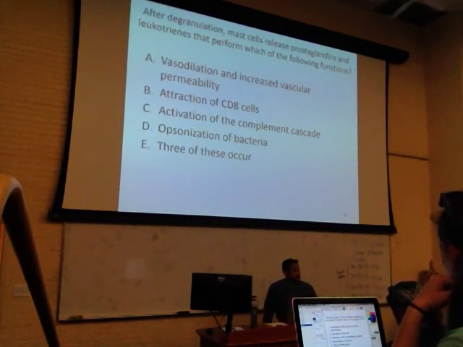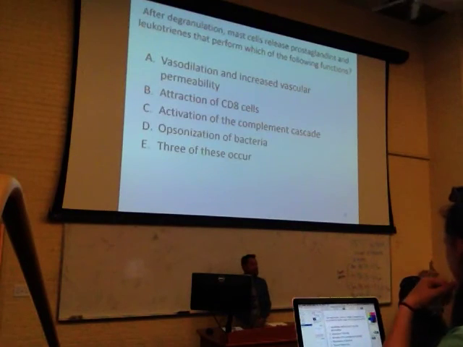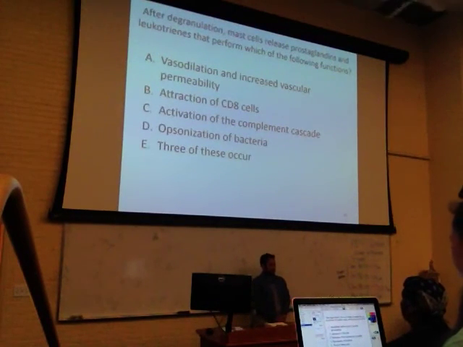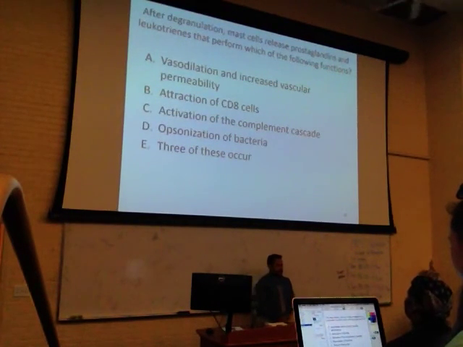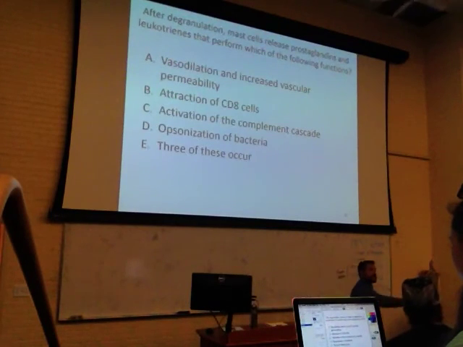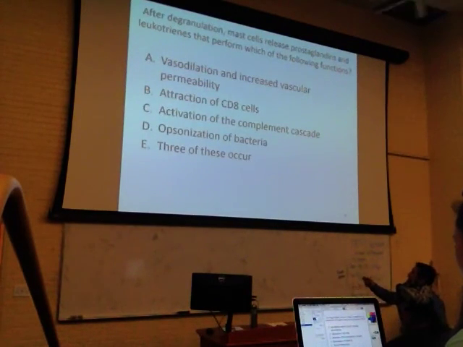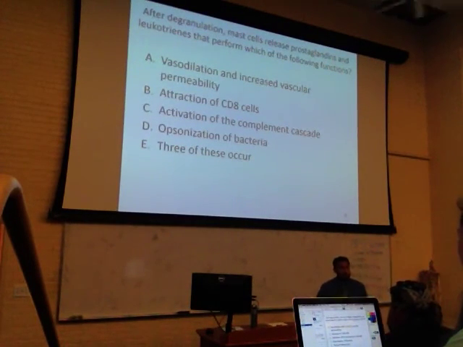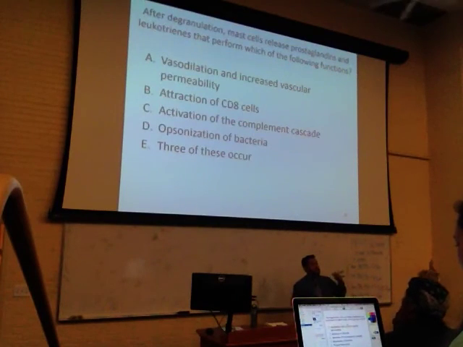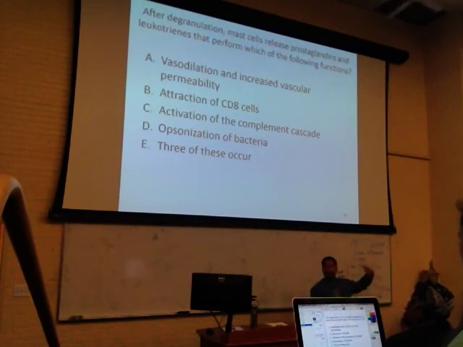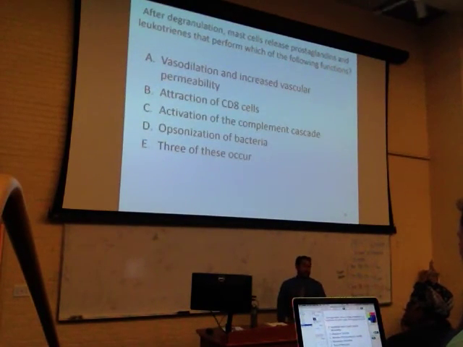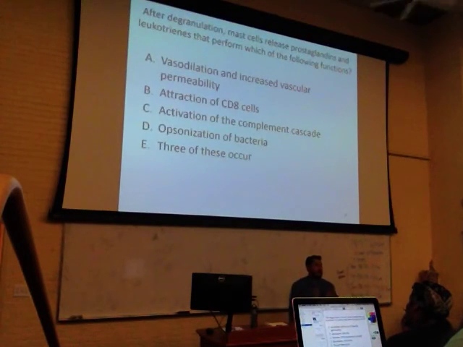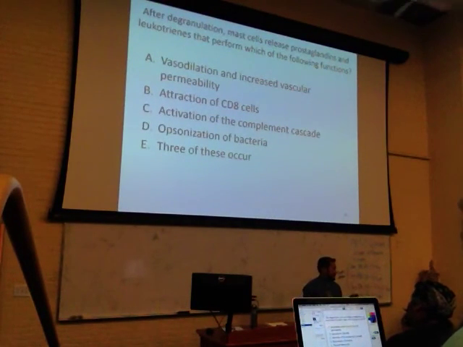What is it? Is it A? It is A. Why? Those are things that happen with inflammation. That's a really good guess. But if you look at that slide, vasodilation and vascular permeability were some of the results of leukotrienes and prostaglandins. Okay? So that slide obviously is one that would be wise to study. That's the hint.